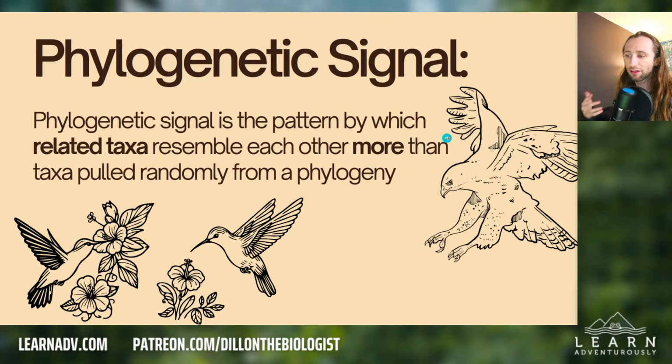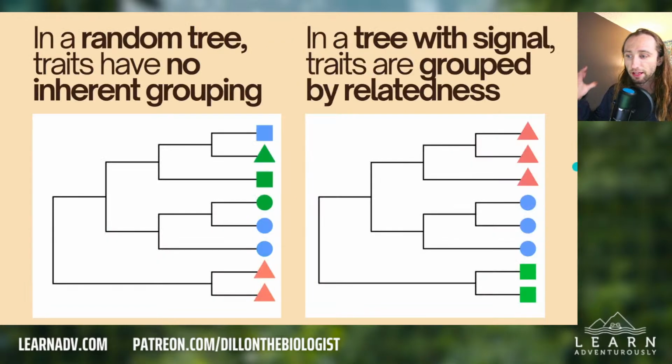Now, when we say the taxa pulled randomly from a phylogeny, that is essentially the null hypothesis, that there is no signal. And that looks like the graph on the left, right? This would be a randomized phylogeny where all the tips are random in terms of their traits. They really have no inherent grouping. They are spread randomly throughout the phylogeny. And a tree with signal would be grouped according to their relatedness.